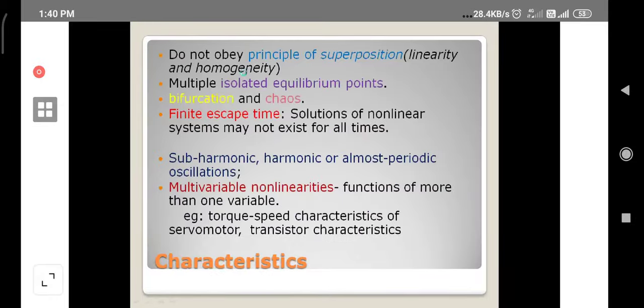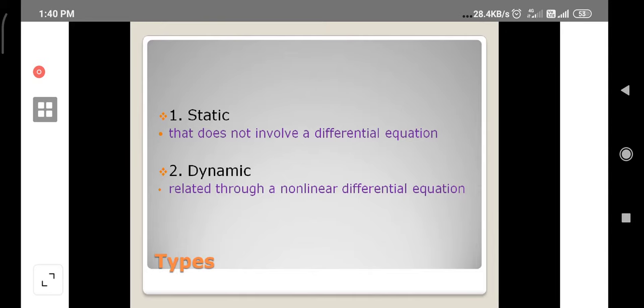Next, we go to the types of nonlinear systems. There are mainly two types of nonlinear systems: one is static and the other is dynamic. What is the difference between static and dynamic systems? The static system doesn't involve a differential equation, whereas the dynamic nonlinearity can be represented by using a nonlinear differential equation. So the differential equation will determine whether the system is static or dynamic.